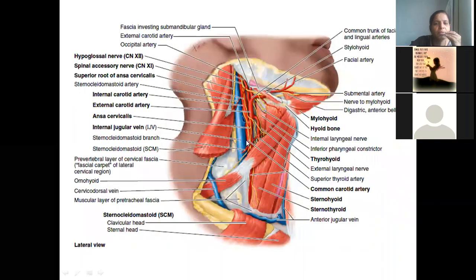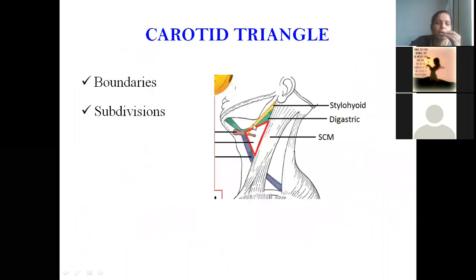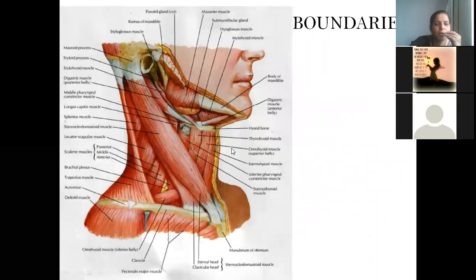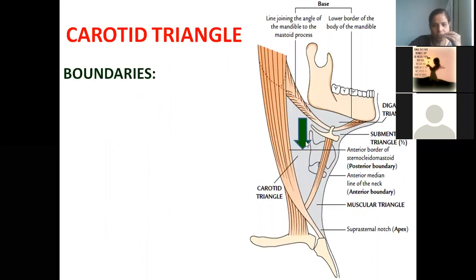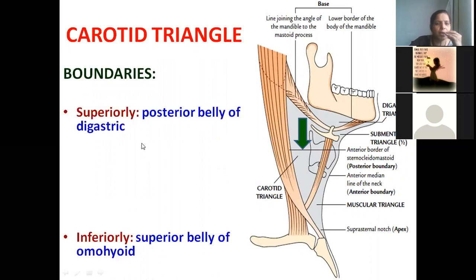Now, the carotid triangle. The carotid triangle is also very, very important, beta. So now see this, these are the boundaries. Posteriorly, sternocleidomastoid. Anterosuperiorly, posterior belly of digastric. Anteroinferiorly, superior belly of omohyoid. So this is the triangle, the carotid triangle.